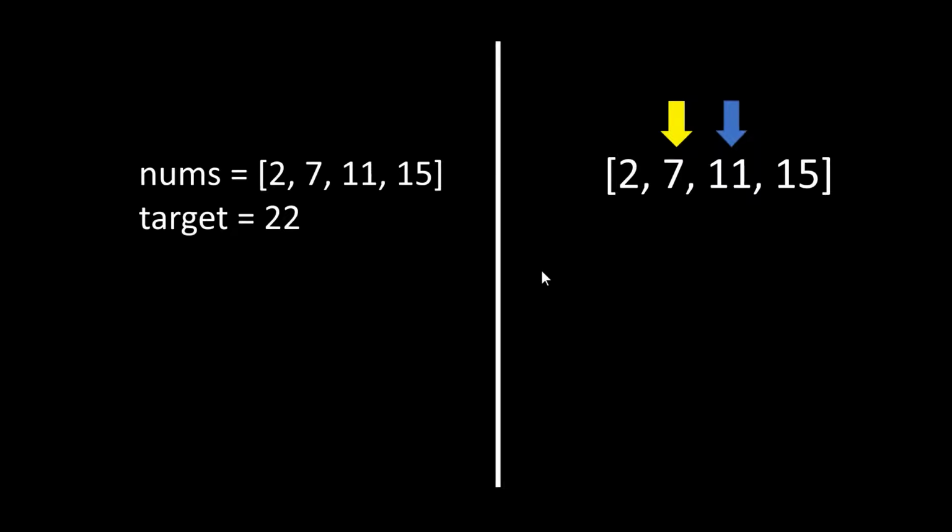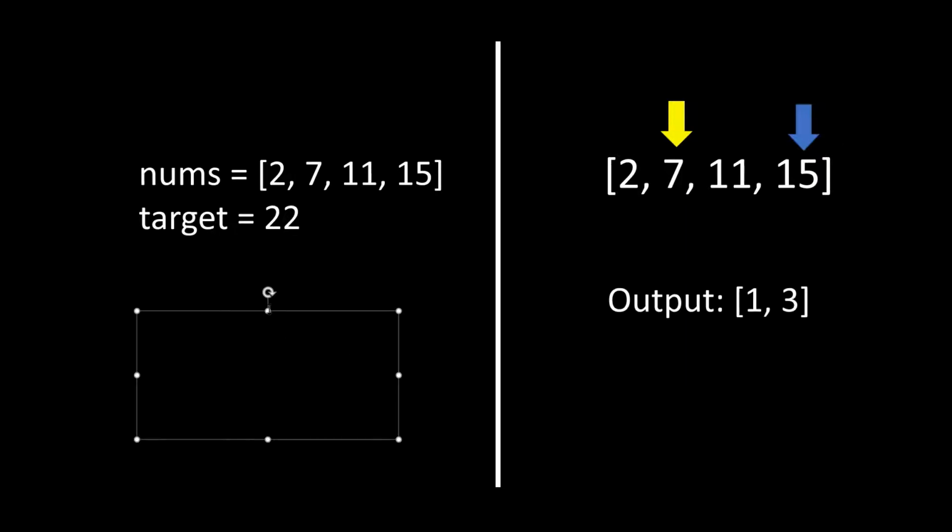So now do 7 and 11 add up to 22? Does not, so we take our inner for loop over 1. Do 7 and 15 add up to 22? It does, and now we have our answer being the indices of 1 and 3.